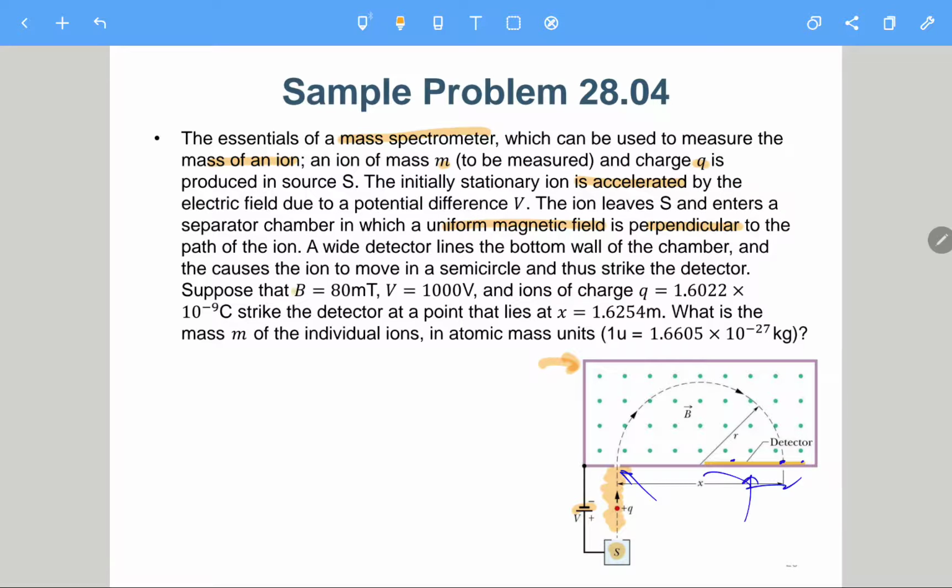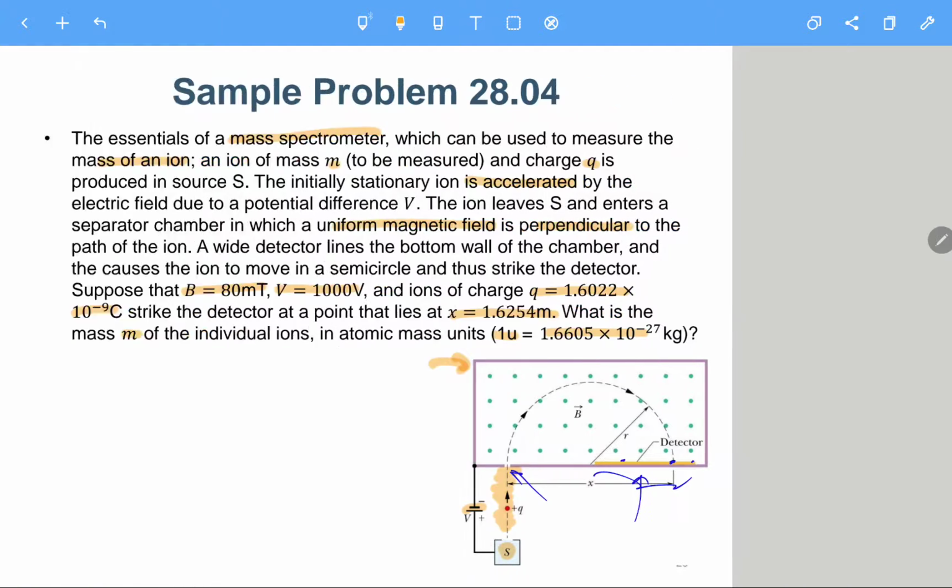So here we know that the magnetic field B is 80 millitesla, the voltage here is 1000 volts, and the charge is 1.6 something times 10 to the minus 9 coulomb. The ion strikes the detector at a point that lies at 1.6 point something meter. So what is the mass of the individual ions in atomic mass units? 1 u is actually 1 proton.